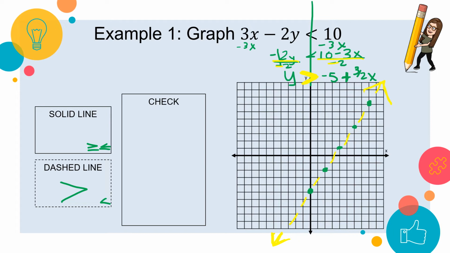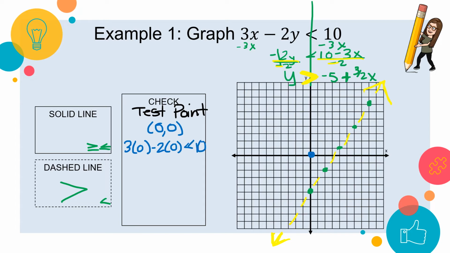Now we want to decide if I'm going to shade above or below the line, and one of the ways we can do that is to use a test point, meaning pick a point on one side or the other. So I'm going to use 0, 0. If you can use 0, 0, I always suggest it because it's easy, right? So I'm going to plug 0, 0 into my original function. So instead of x, I'm putting 0. Instead of y, I'm putting 0.